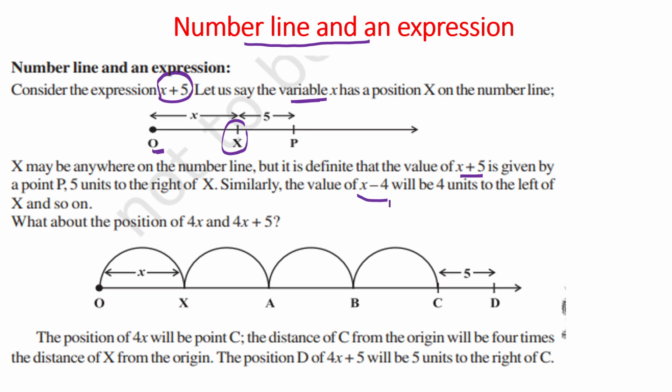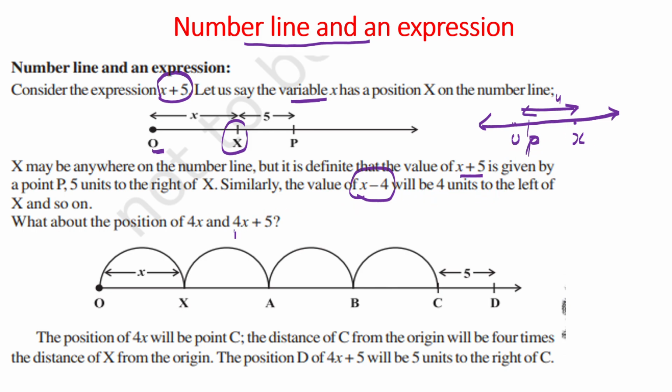Similarly, if we consider the value x minus 4, it will be 4 units to the left. If we write x minus 4, assume this is the number line, this is point O, this is point x. So this is 4. If you move 4 units, then this is your point P. Clear? This point P represents x minus 4.